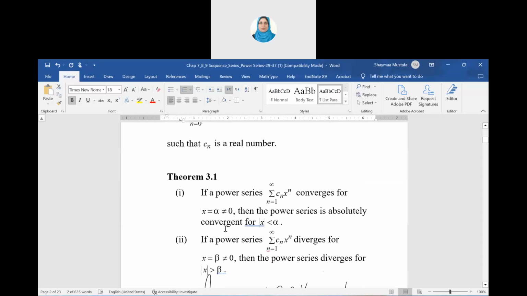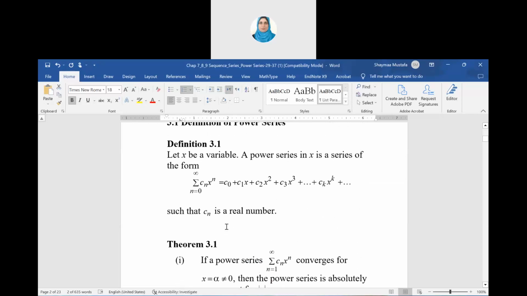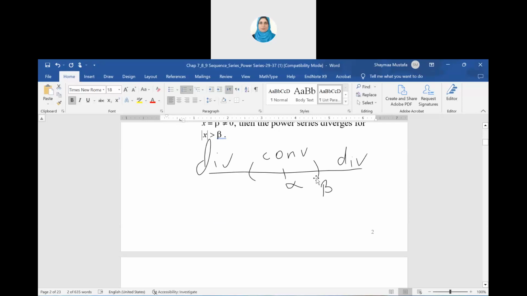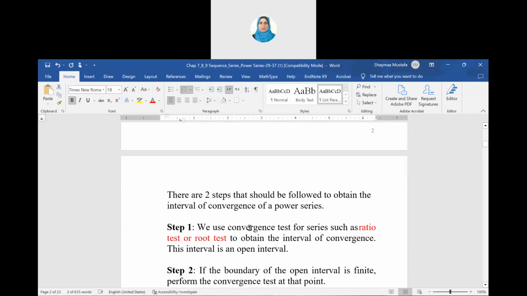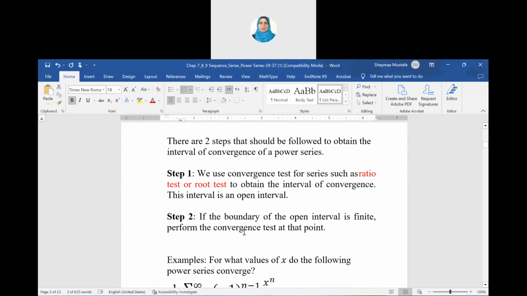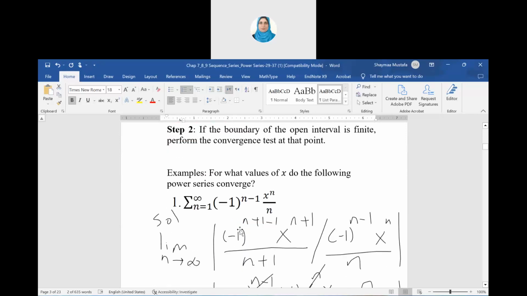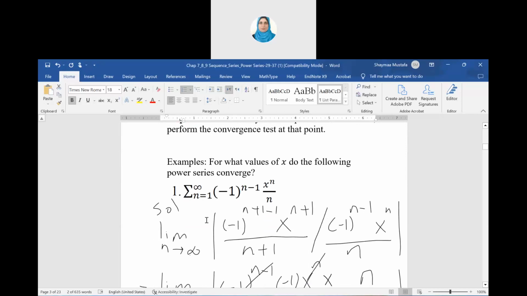So here we first need to know when the power series converges. What is the interval of convergence of a power series? This is what part 1 of chapter 9 covered. We explained how we can find the interval of convergence of a power series. To know the interval of convergence, we have to apply either a ratio test or a root test. Usually we apply the ratio test.